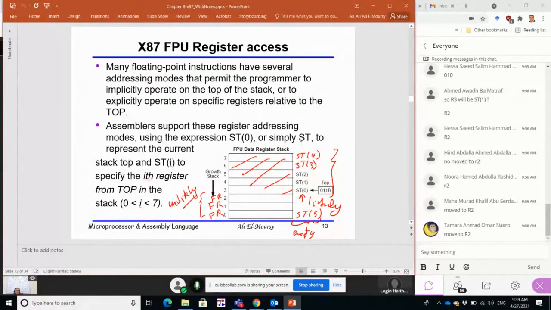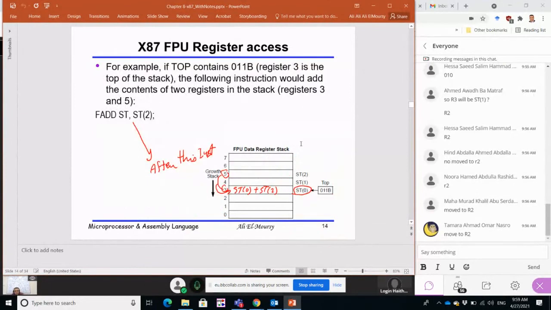In order to demonstrate how I can do programming with the stack, just with floating point, just to give you an idea about that, we will take the following example. Can you see this instruction? For example, if the top of the stack contains the value 110, that means register FR3 is actually on the top of the stack. And assume that I have this instruction. The instruction in the example we are taking is called F add. So can you see here?